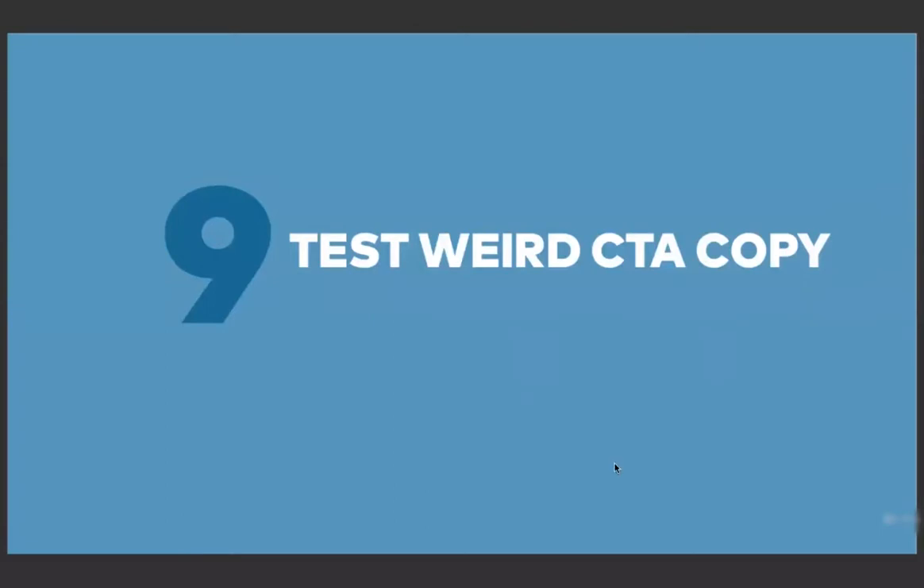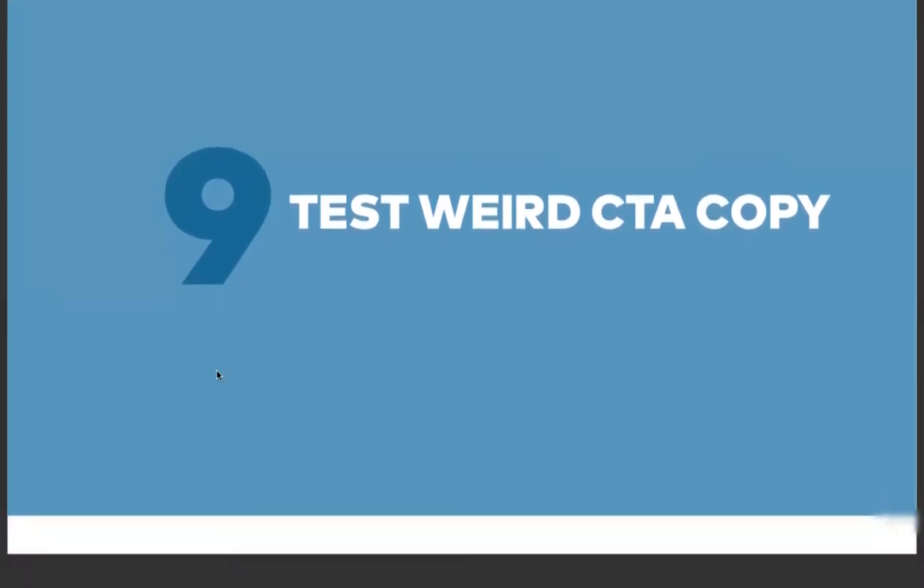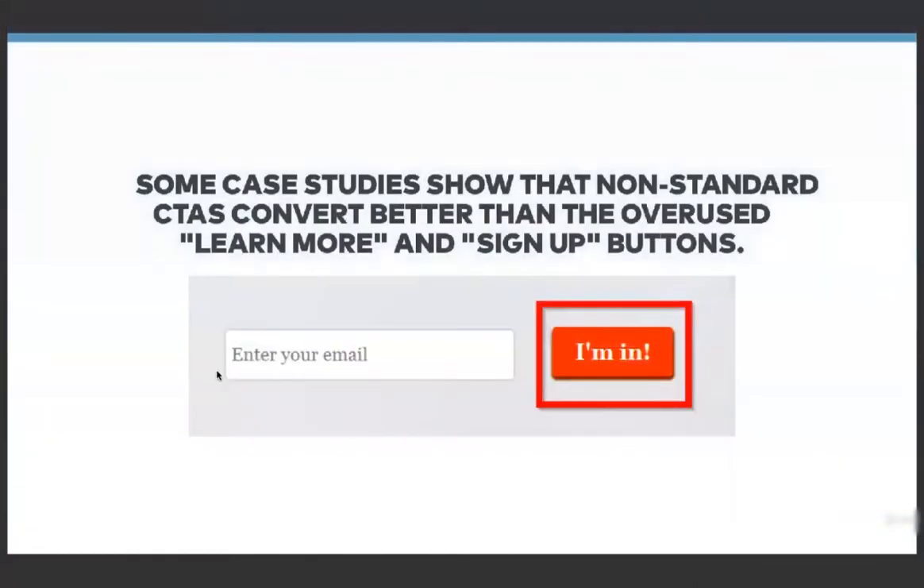Moving on to the next two growth hacking techniques. Here is the first one: test weird CTA copy. I'll tell you why it is weird. CTA stands for call to action. Filling up a form and leaving your email address is a call to action. So how do we test that, and how does the CTA copy become weird? I'll tell you that in a minute.